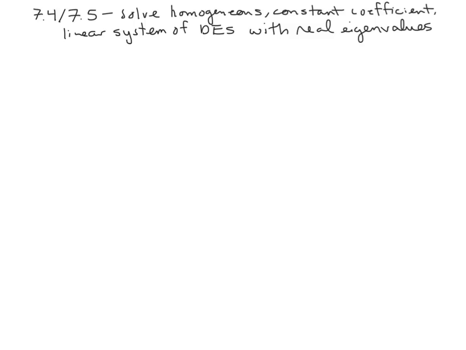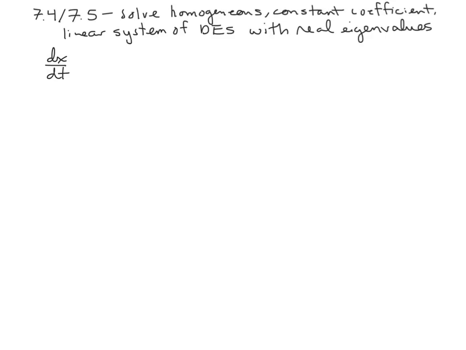All right, in this video I'm going to do a little tiny bit of section 7.4 and then quite a bit of section 7.5, which is all about solving homogeneous, constant coefficient, linear systems of differential equations with real eigenvalues. Okay, so here is what a homogeneous, constant coefficient, linear system looks like, or an example of one.